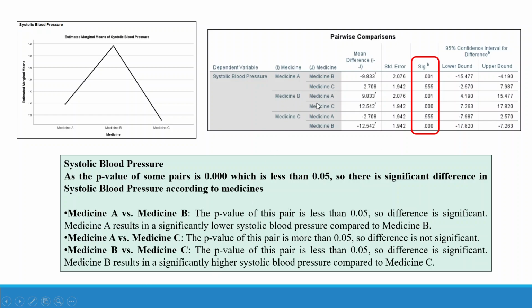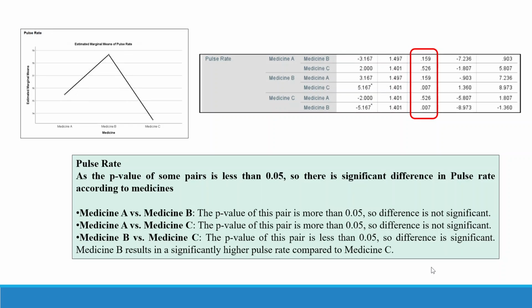B with C, the difference is 12.542, p-value less than 0.05. The p-value of this pair is less than 0.05, so the difference is significant. Medicine B results in a higher systolic blood pressure compared to medicine C. Now we'll compare pulse rates. So A with B, difference negative, p-value more than 0.05, not significant. A with C, p-value more than 0.05, difference not significant. B with C, okay, the p-value is less than 0.05.